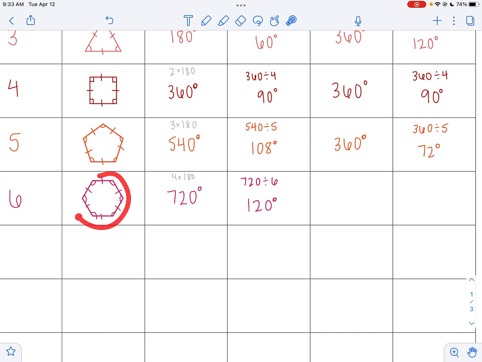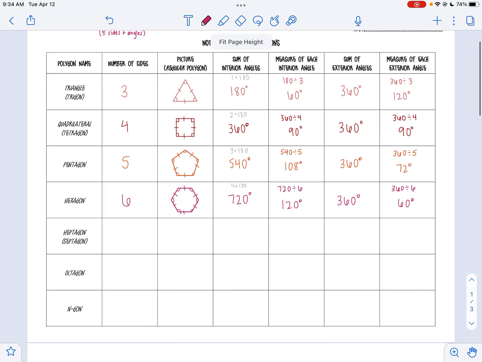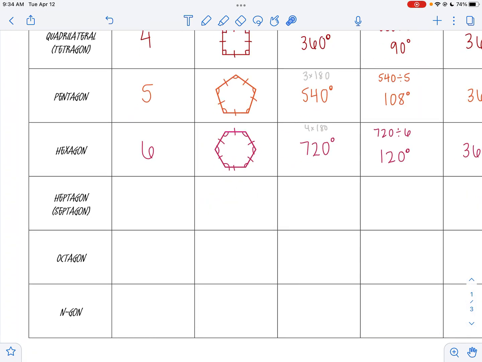The exterior has been staying the same. So all the way around is 360. And so to just find one exterior, I would do 360 divided by 6, which is 60 degrees. So hopefully you're starting to see some patterns here, and we're going to try to figure out if this pattern works for all of them. So notice every time it increases by 180, that's going up, that's staying the same, and that's decreasing right there.